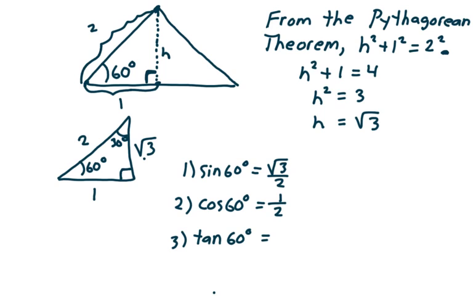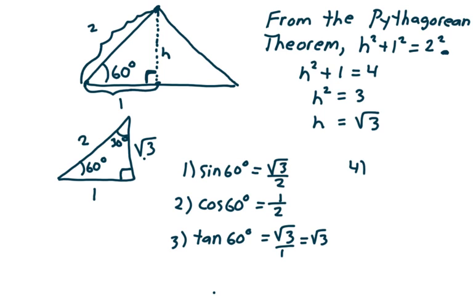Number 3, tangent 60 degrees. Now, here, there's a couple ways to think about it. You could do sine of 60 degrees over cosine of 60 degrees, or you could look directly at the triangle and take the opposite side divided by the adjacent side. So it would be square root of 3 over 1. But square root of 3 over 1 is just square root of 3.